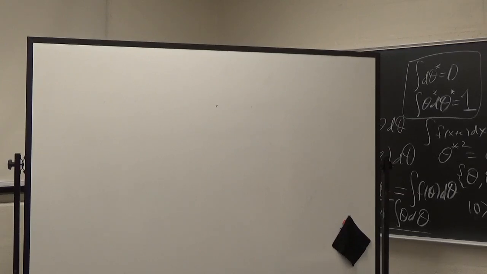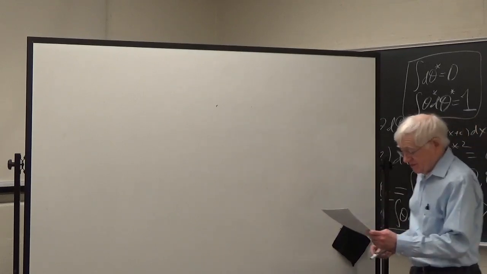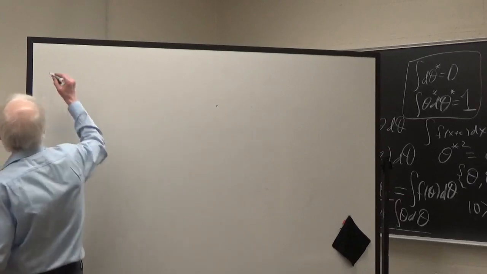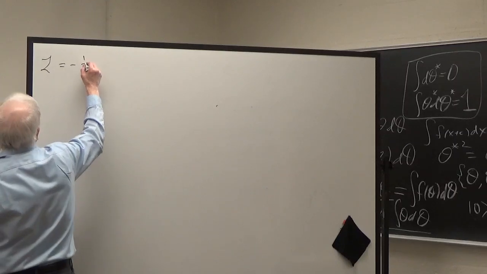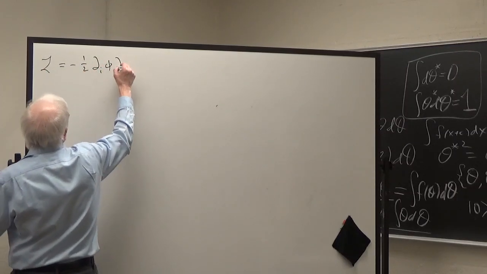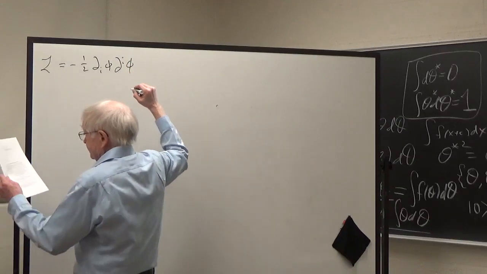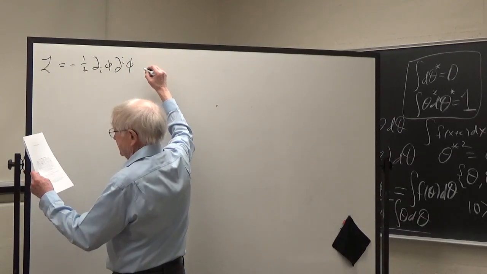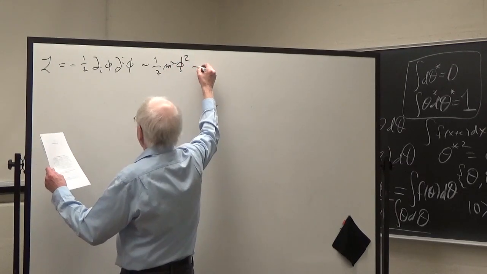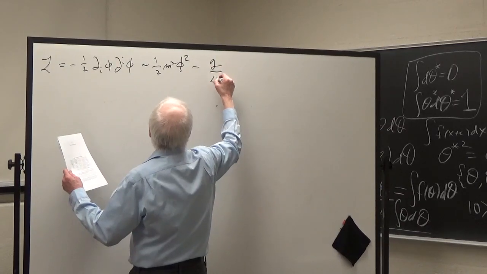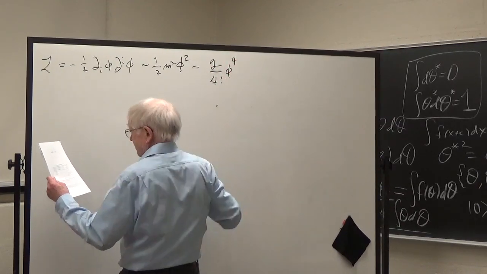So let me start by saying what happens if we have a simpler version of the theory. It's minus a half d_mu phi d^mu phi, so this is a single real scalar field with a normal mass term, minus a half m squared phi squared, minus g over 4 factorial phi to the fourth.